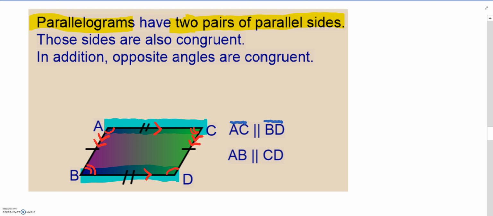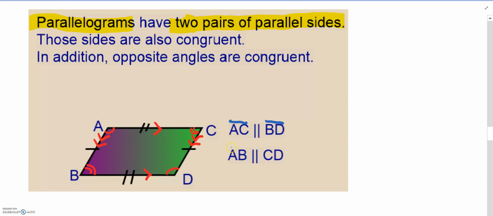This notation is read, line segment AC, or side AC, is parallel to line segment BD. Okay, line segment AC is parallel to line segment BD. This symbol right here means parallel. So that's another type of notation. Now, if we look back at our figure, where I highlighted, you'll see that there are arrows to denote the parallel sides. There's one arrow here and one arrow here, which lets you know that AC is parallel to BD.